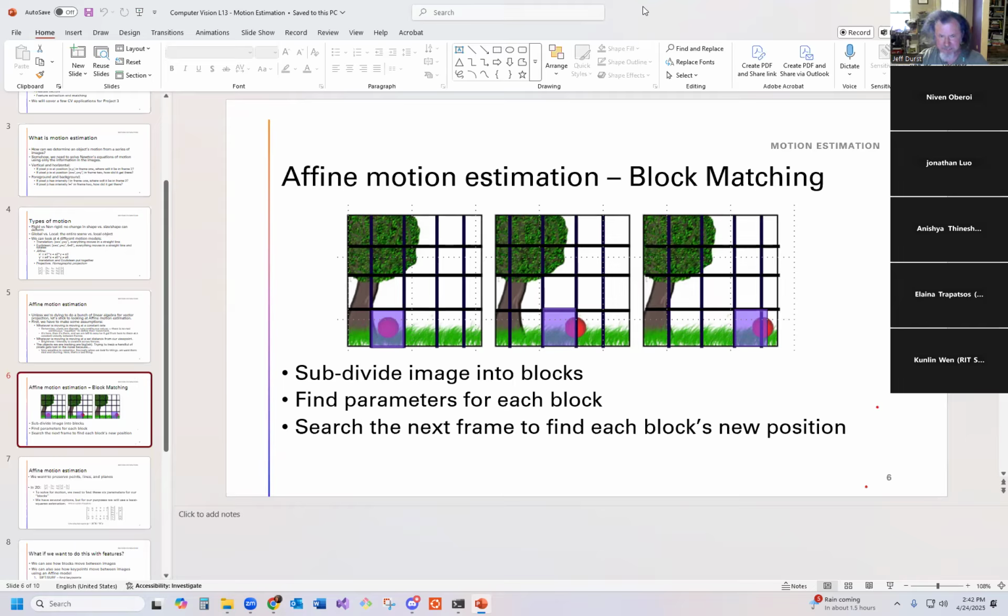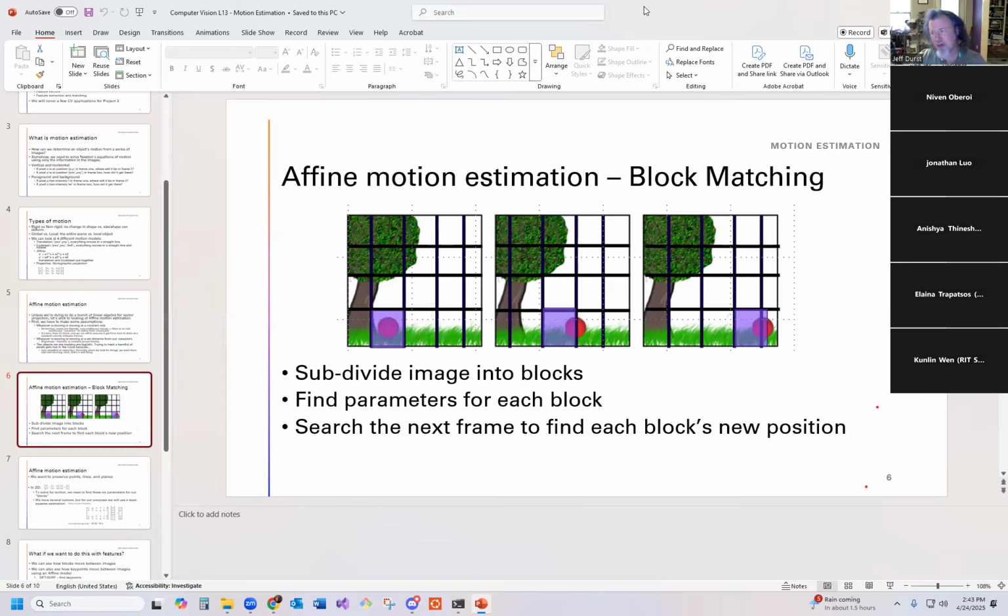And you can kind of see that with these images where I've got this red ball moving from left to right. In the first image, I have my block that has the ball in it. In my second image, I search every block until I find the block with the ball in it. And then in my third image, I search every block until I find the block with the ball in it again.